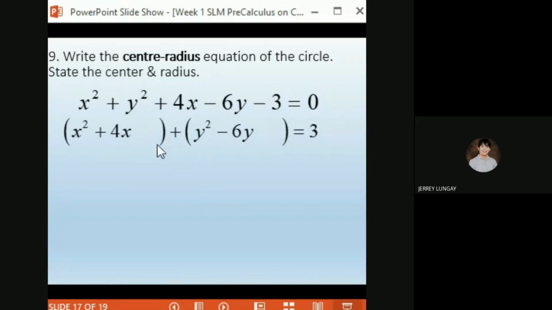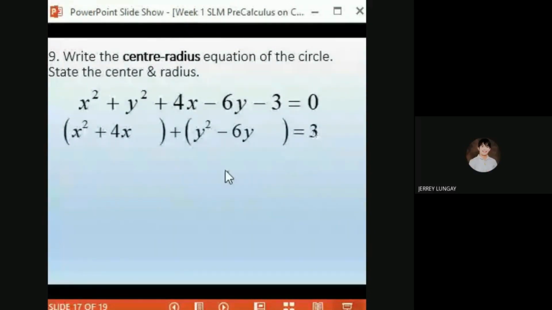What is the rule for completing the square? That is 1/2 of b. What is our b there? 4. Okay, very good. Our b is 4. What is 1/2 of 4? 2. Then 2 raised to 2. What is 2 raised to 2? 4. Very good.